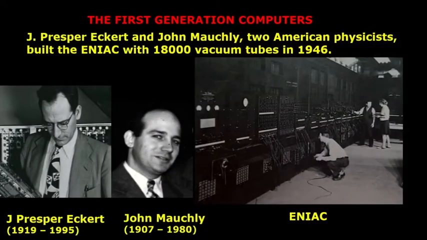J. Prosper Eckert and John Mauchly, two American physicists, built the ENIAC with 18,000 vacuum tubes in 1946. Eckert was born in 1919 and he died in 1995, while John Mauchly was born in 1907 and died in 1980.